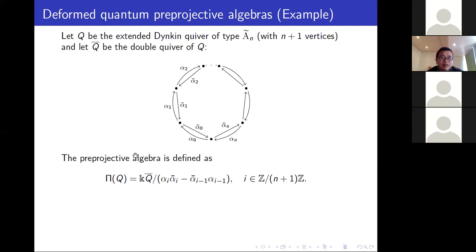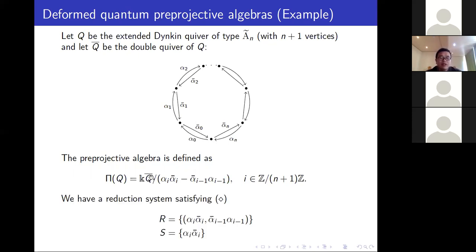And then we look at the preprojective algebra. This is given by the path algebra of Q bar, modulo the preprojective relation. This preprojective relation is given for each vertex. Look at the vertex 0. We have the path alpha 0 and alpha 0 bar, which is parallel to this e_0. And we also have the path alpha n bar and alpha n. So we look at the difference.